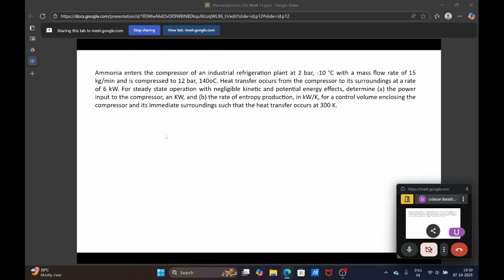So during this compression process, there is a heat transfer occurring from the compressor to its surroundings at a rate of 6 kilowatt. So the heat transfer is also given. For steady state operation with negligible kinetic and potential energy effects, determine the power input to the compressor, in kilowatt, and the rate of entropy production in kilowatt per Kelvin for a control volume enclosing the compressor and its immediate surroundings, such that the heat transfer occurs at 300 Kelvin.